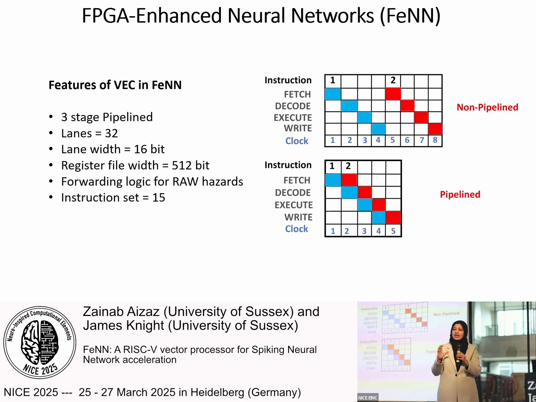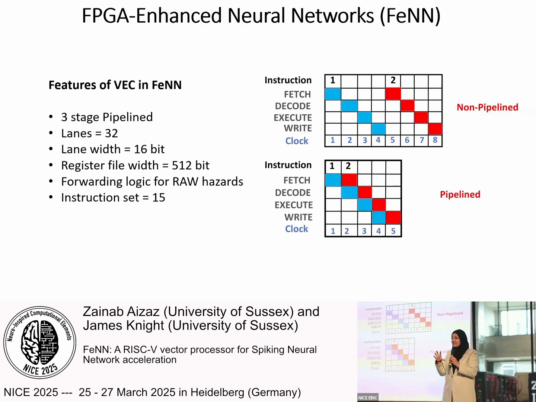Any processor has a RAW hazard, read after write. If your second instruction requires the output of the previous instruction, but it wants it at this stage, and the first instruction is not yet completed, what does it do? It gives a wrong output, which is called a hazard.